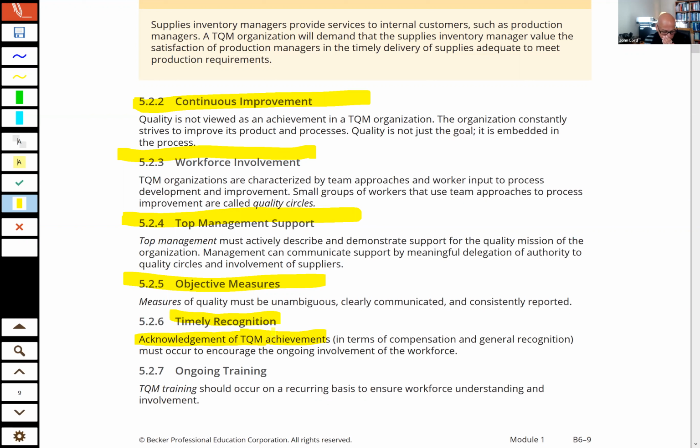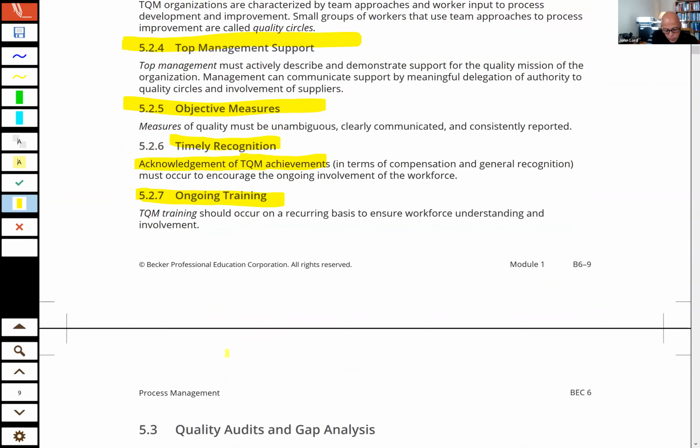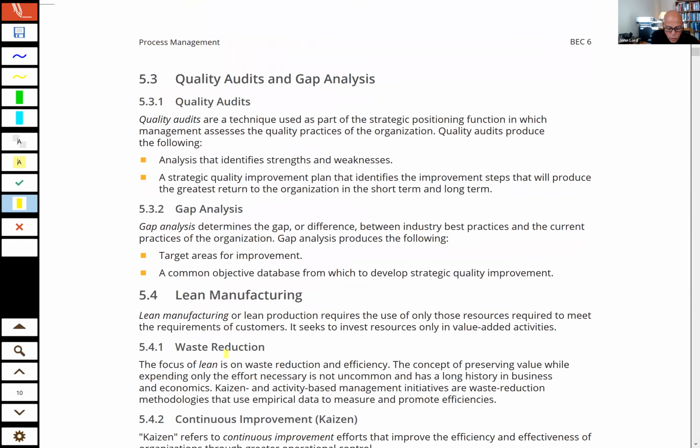So, but there's a belief that there should be this sort of cheerleading component, this acknowledgement of TQM achievements, and then ongoing training. But when I look at this stuff, guys, I don't see anything particularly different from what we've already talked about with some of these management philosophies and continuous improvement. Okay. Now you come over and you could do quality audits and gap analysis.